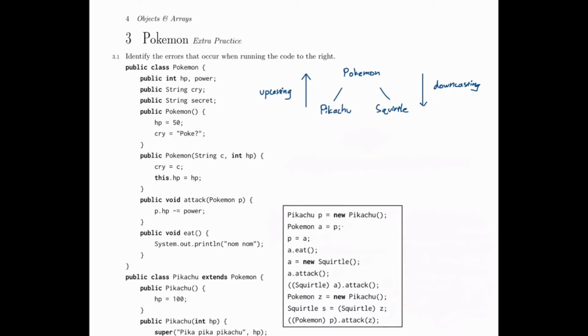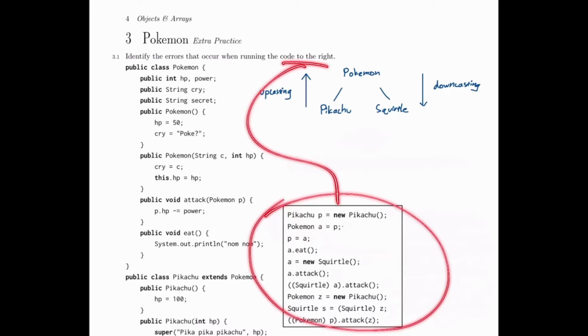Hi everyone, I'm Felix and I'll be going over problem number 3, Pokemon, on this worksheet. The problem states to identify the errors that occur when writing the code to the right. I've copied it down below and made it larger for convenience.